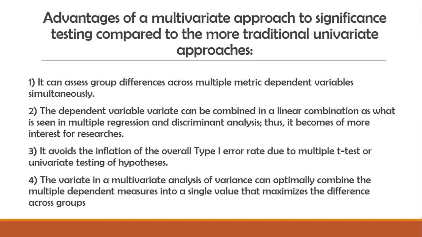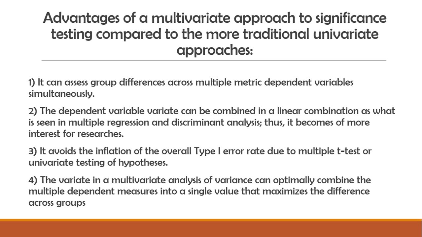Advantages of a multivariate approach to significance testing compared to the more traditional univariate approaches. 1. It can assess group differences across multiple metric dependent variables simultaneously. 2. The dependent variable variate can be combined in a linear combination, as seen in multiple regression and discriminant analysis. Thus, it becomes of more interest for researchers.